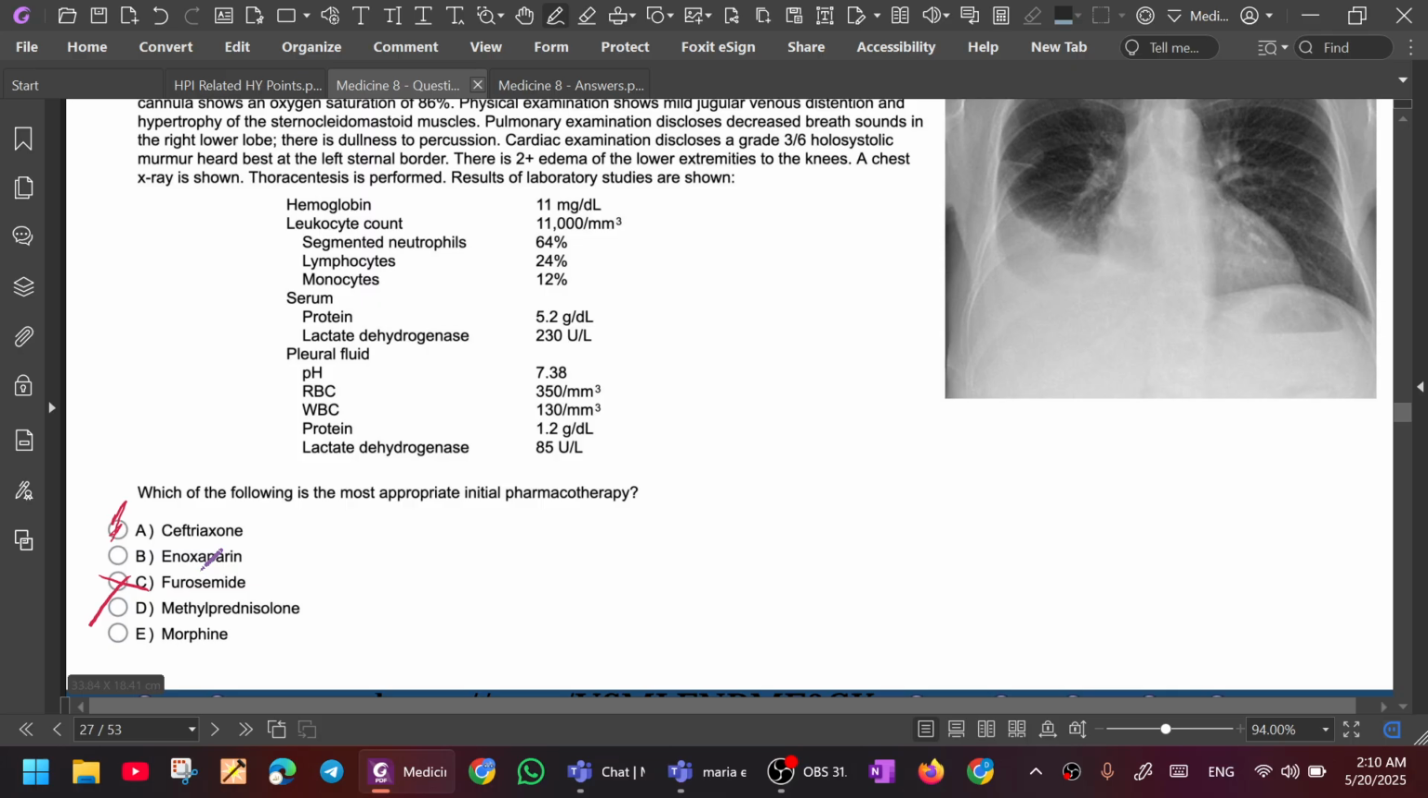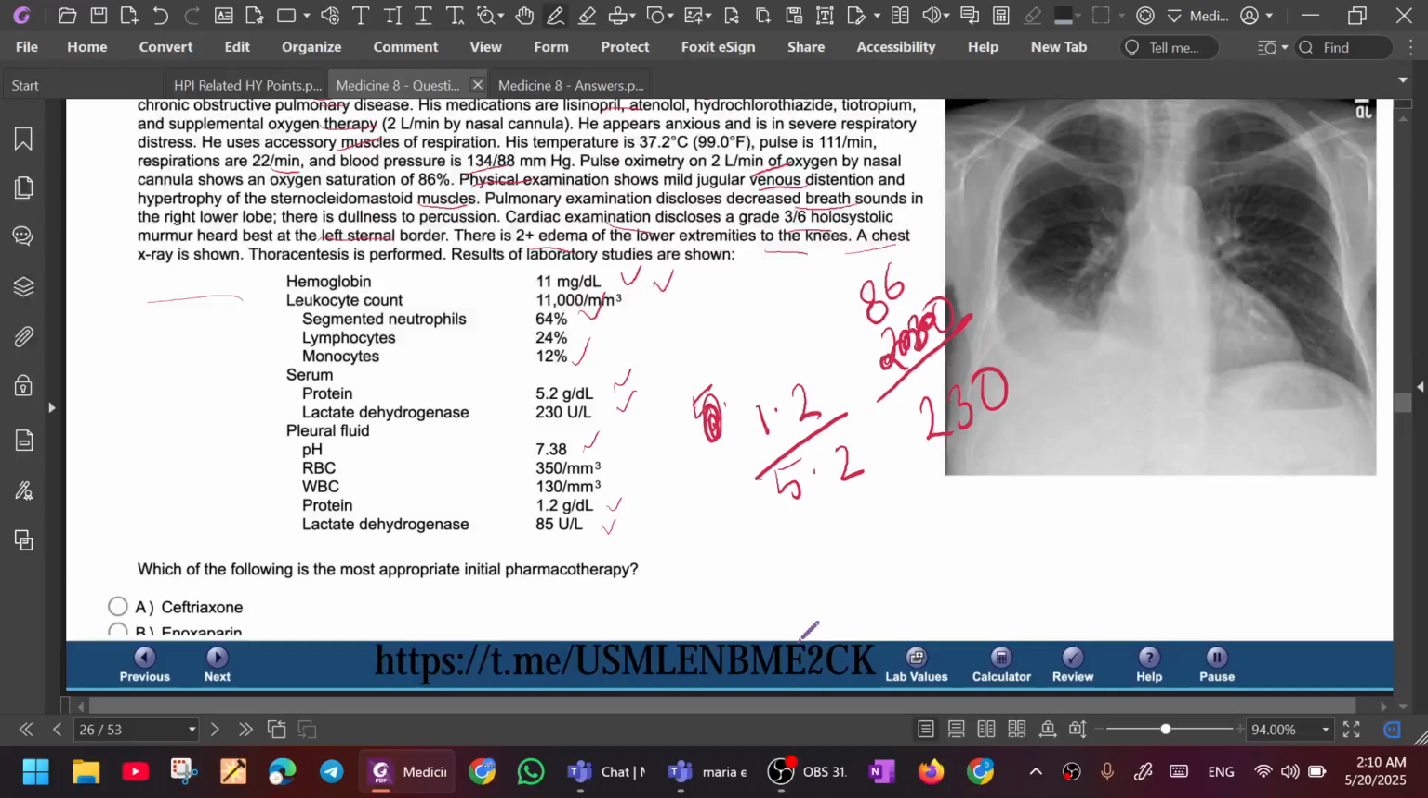Okay, let's see. 1.2 over 5.2, okay, 0.23. LDH is 0.37 and pleural LDH is 85. The upper limit of normal serum LDH depends on the specific lab performing the assay. Given that the serum LDH is 230, we can assume that the third criterion is not met. The fluid is identified as transudative effusion.